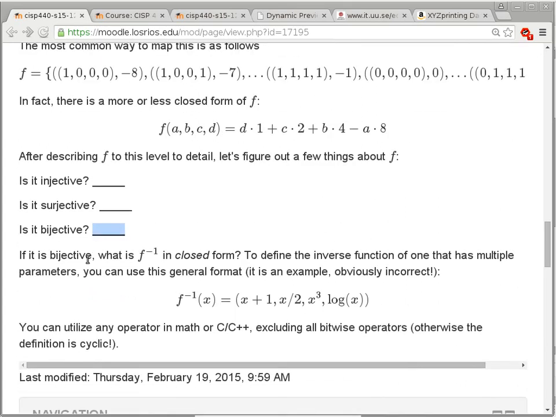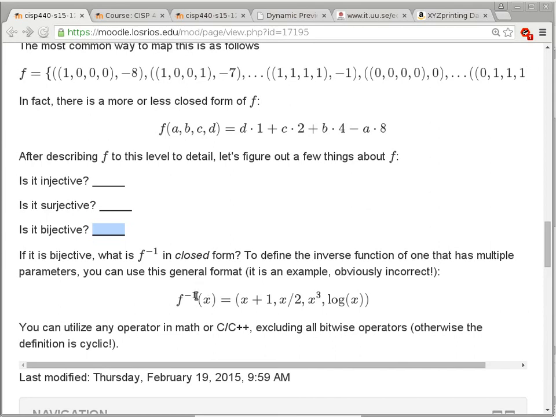Now, if it is bijective, what is the inverse function? The inverse function is easy to express because you can just give me the enumerated version of everything, right? You can say, 15 maps to... not 15, 15 is not mapped. You can say 7 maps to 0, 1, 1, 1, and just reverse everything. But I don't want you to give me just the reverse of everything. I want you to give me the closed form of that.